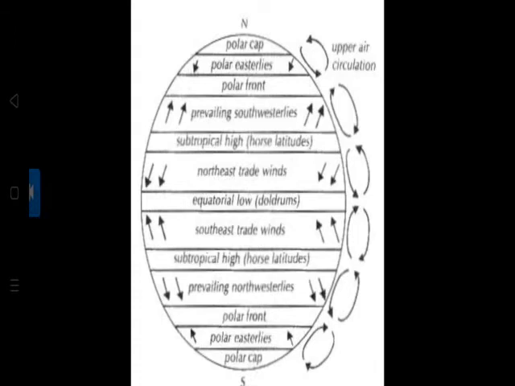These pressure belts are, again I repeat, the equatorial low in between, that's called the doldrums. It is the equatorial low pressure belt. The subtropical high pressure belts on either side. The subpolar low pressure belts. The polar high pressure belts.